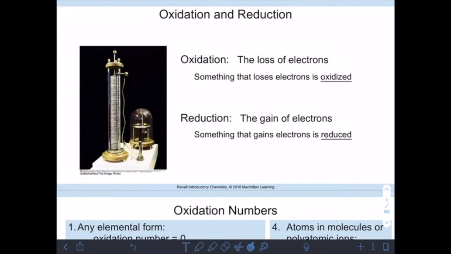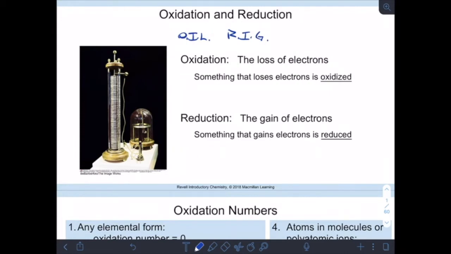So, oxidation and reduction. We've talked about this a little bit in previous chapters, very briefly, but we haven't gotten into any details about it. Oxidation, very simply, is loss of electrons. The way I learned about oxidation and reduction is an acronym, OIL RIG: O-I-L-R-I-G. Oxidation is loss, reduction is gain. Oxidation is losing electrons, reduction is gaining electrons.